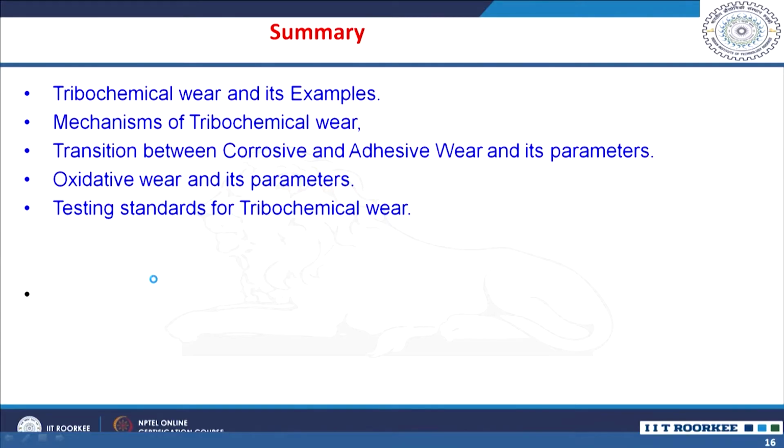Finally, summarizing this class: tribochemical wear and its examples are seen, mechanisms of tribochemical wear are understood, and we understood there is a transition between corrosive and adhesive wear. Oxidative wear is also understood with its parameters, and the wear loss due to tribooxidation can be estimated if you know the sliding speed, the temperature and other oxidative wear conditions for a given material. And there are certain testing standards available for evaluating tribochemical wear.